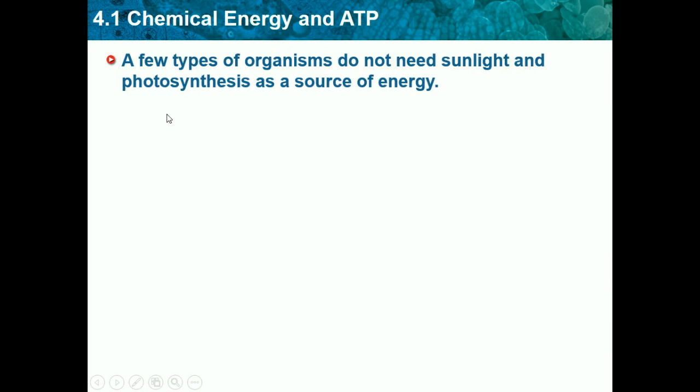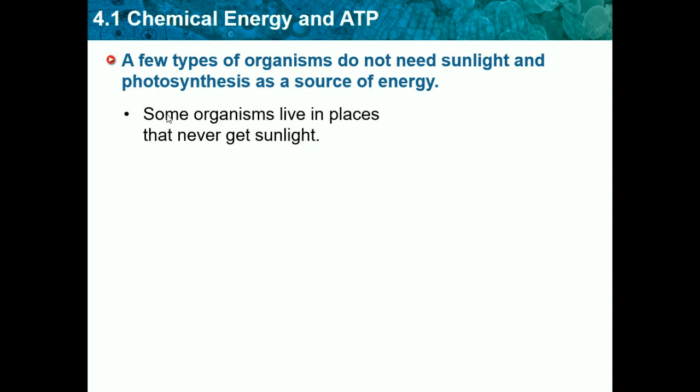A few types of organisms do not need sunlight and photosynthesis as a source of energy. Most creatures, plants and animals, get their energy from the sun. The sun is the base of the pyramid because it gives energy to the plants, the producers, for the animals to eat, but the animals are still getting their energy from the sun because it's the starting point. If there was no sun, those animals wouldn't get to eat the plants, because the plants never got energy from the sun. But some animals never see the sun. They're all the way down at the bottom of the ocean, so they must get their energy from a different source.